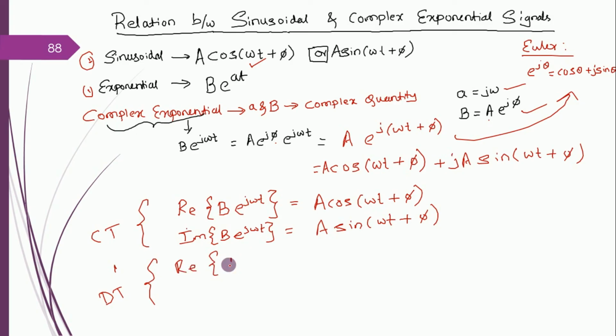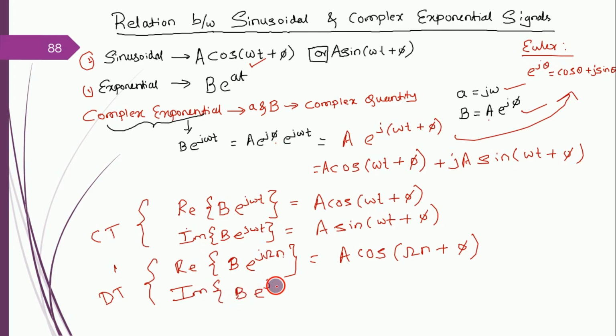Similarly, this is for the CT signal. In the DT signal it also looks the same. Real part of b into e raised to j omega n. We don't write t here, we write n. Whenever it is discrete time, you have to use small omega like this. So the real part is A cos of omega n plus phi. And the imaginary part of b into e raised to j omega n is A sin of omega n plus phi. So this is the relation between sinusoidal and complex exponential signal.